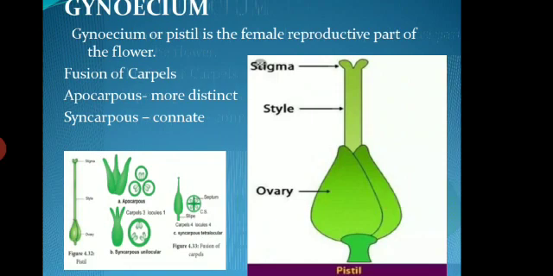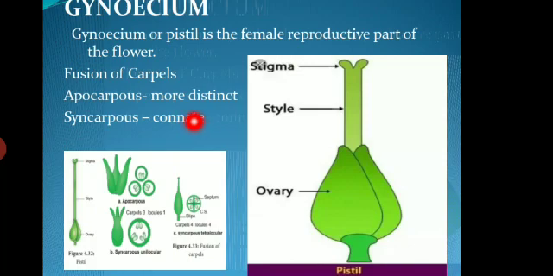Then the fusion of carpels. Carpels are the components of the gynoecium. The gynoecium is made up of one or more carpels. The carpels may be distant or connate. First one, the fusion of carpels: apocarpous and syncarpous. Apo means distant, syn means connate.